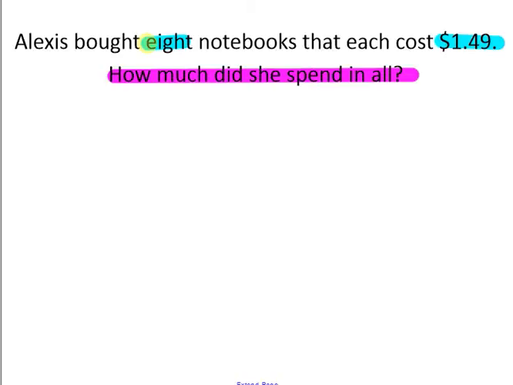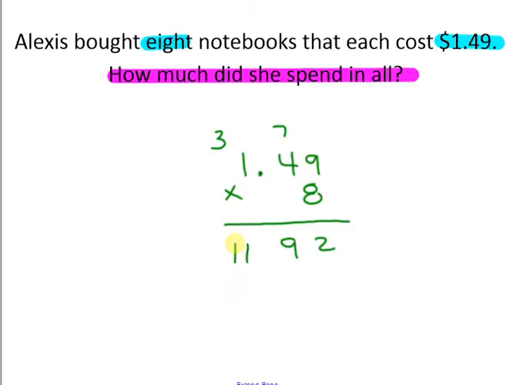So I could do 149 plus 149 plus 149 plus 149 and do that 8 times, or I could simply multiply them together. 1.49 times 8. So 9 times 8 is 72. 8 times 4 is 32, plus 7 is 39. 8 times 1 is 8, plus 3 is going to be 11.